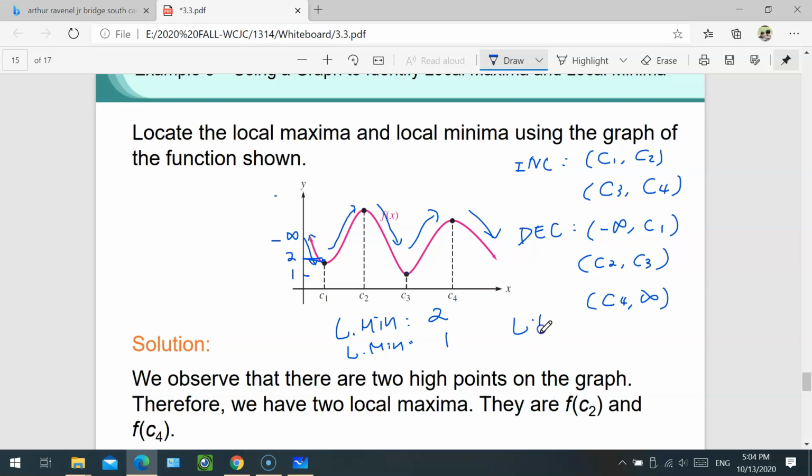Local max, we have two local maximum points, right? So for example, this point is, let's say, 5. Another point is 5.3. So this point, f of C2, will be equal to 5. Another local maximum is 5.3. So finding the local min or local max, you just need to target the lowest point or the highest point based on what the question is asking for. But you look at the y value.